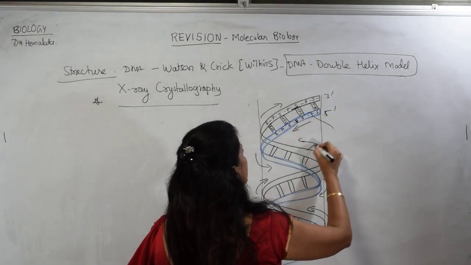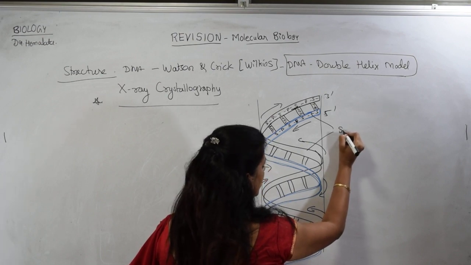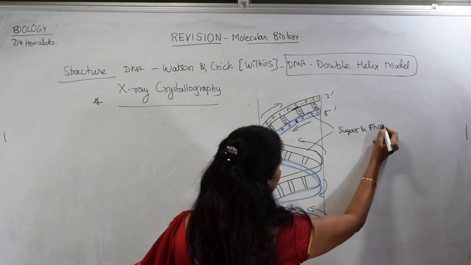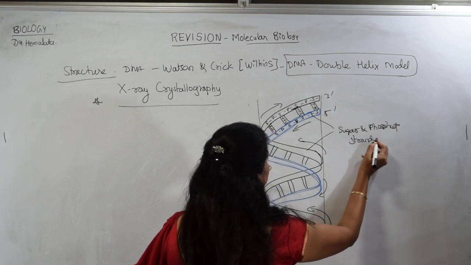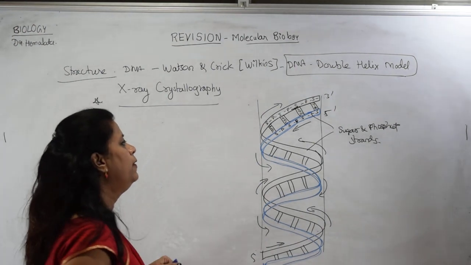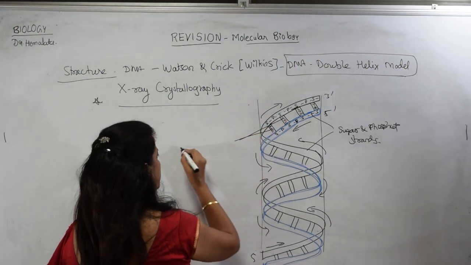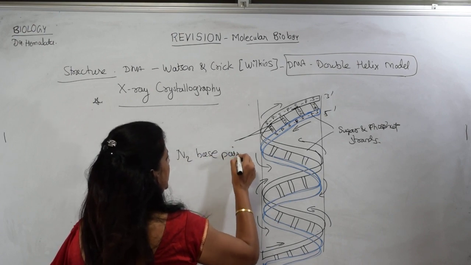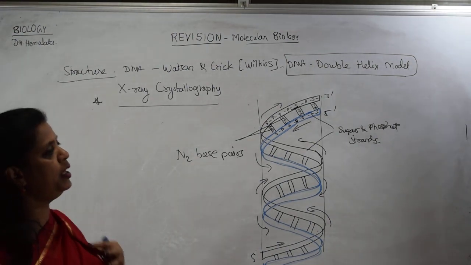Here you write it as a DNA strand containing sugar and phosphate. These are the two strands. Then these are the nitrogen base pairs. These are the only things to label, but now one more thing has to be labeled.